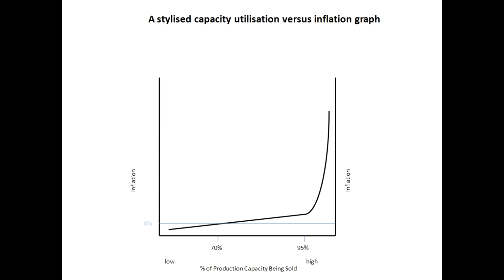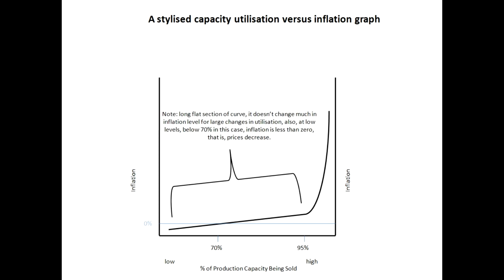We can see that there are 2 main parts to the graph. The first is a relatively flat section of line, and in this zone there are only small changes in price inflation for even large increases in the amount of production capacity being sold. You also note that below some level, 70% in the example here, the inflation is below zero. That is, prices will decrease.